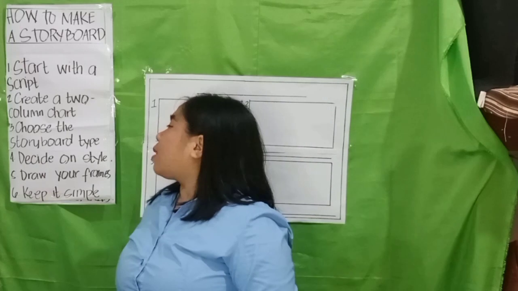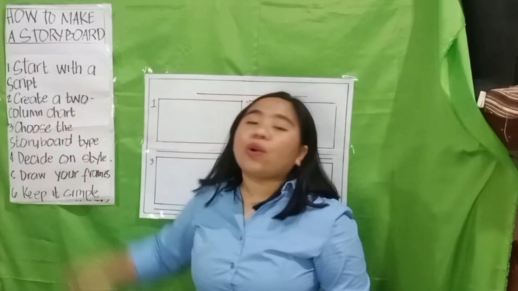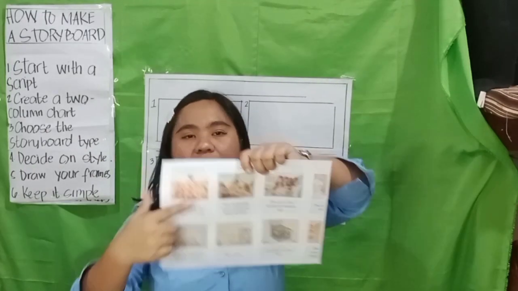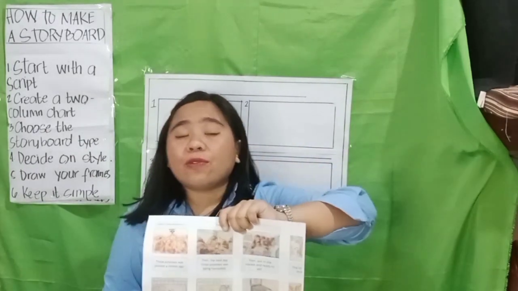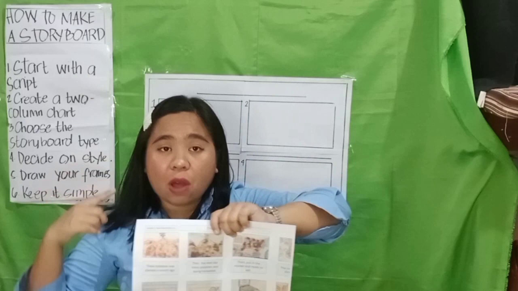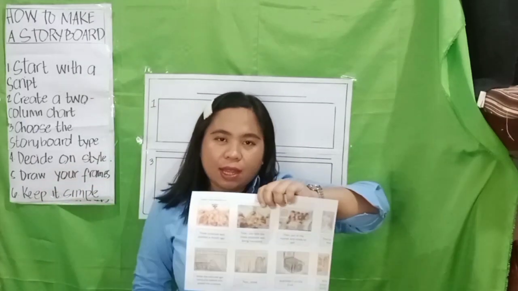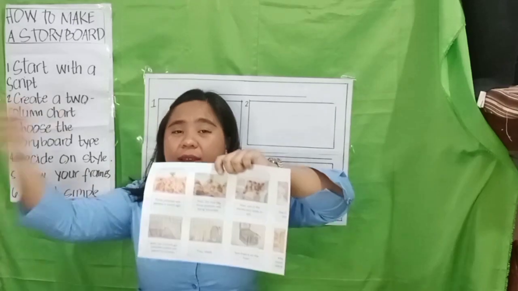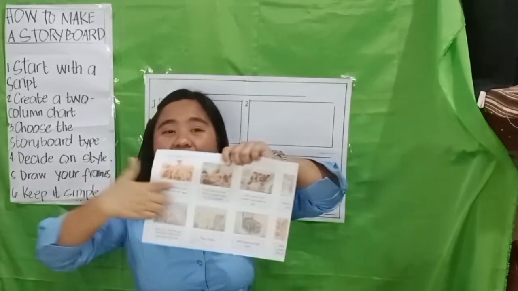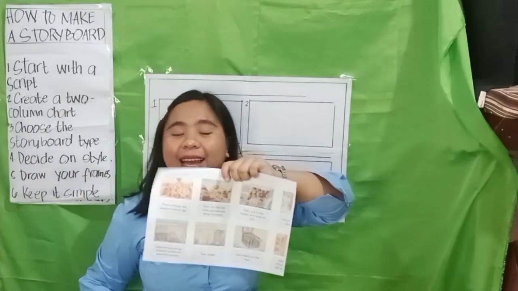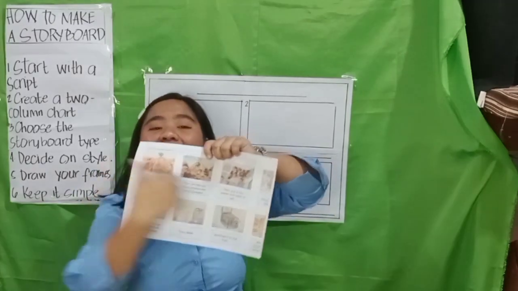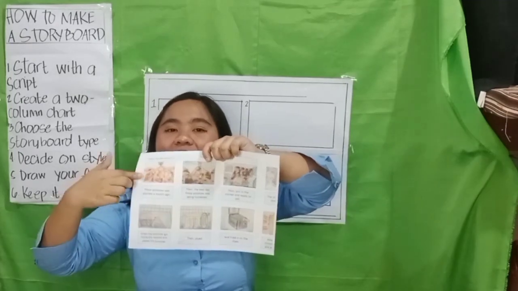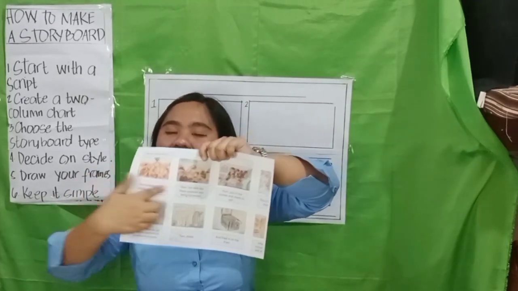The next step is to create a 2-column chart. You must know the parts of the storyboard. What are the parts of the storyboard? The sequence of ideas, or sequence of scenes, and the information. This is the first column and the second column.